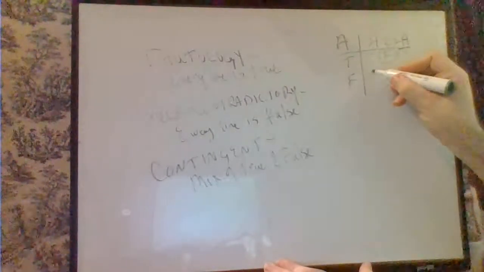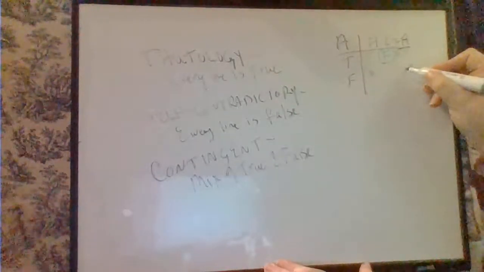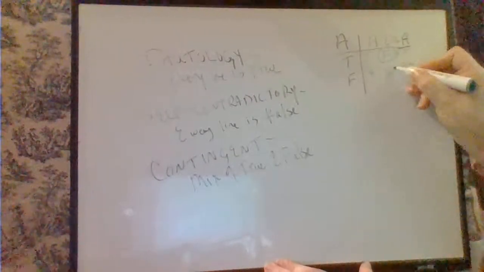On the next line, A is false. So A is false, A is false. Negate the false there, false becomes true. False, true with the ampersand is false. So even though it's a simple example, you can see that the statement A and not A is a self-contradictory because every line on the truth table works out as being false.